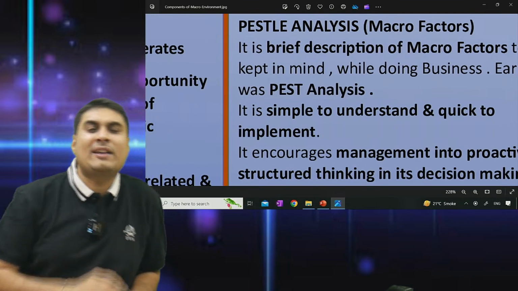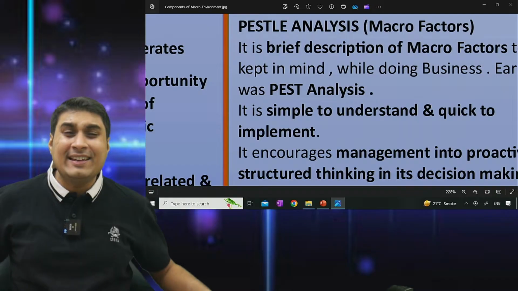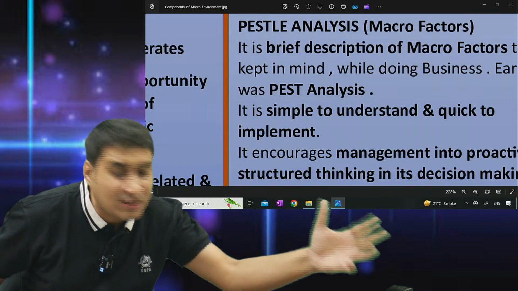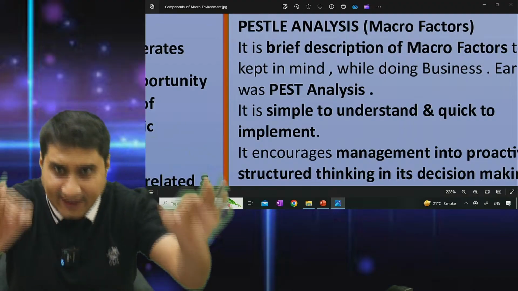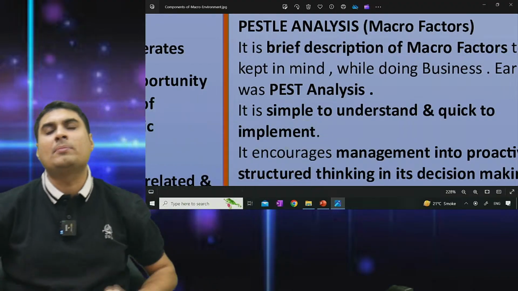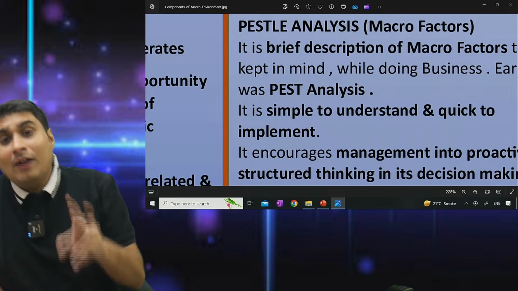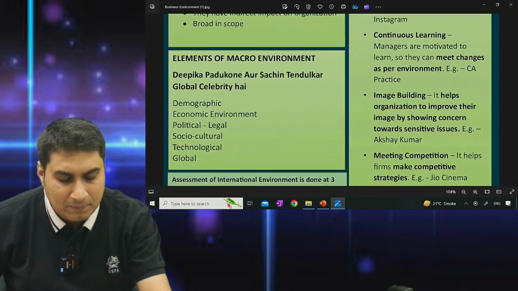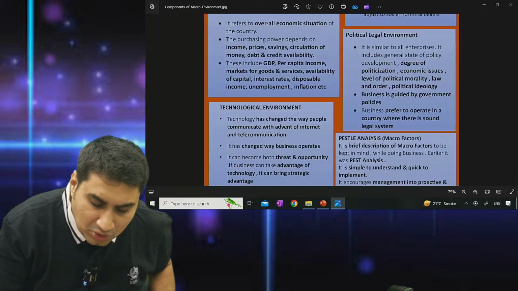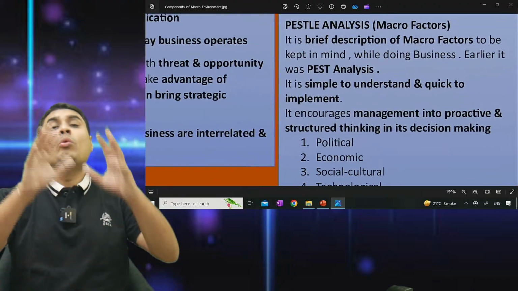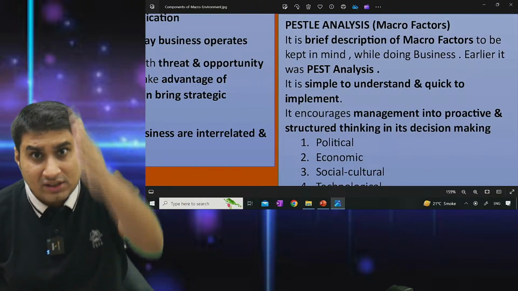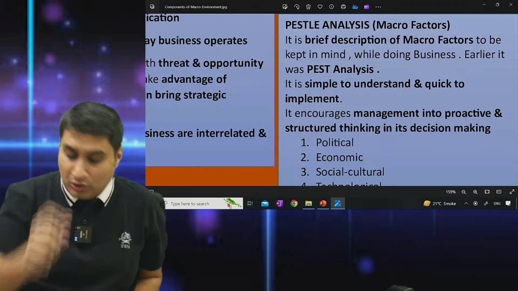Same way, this is PESTLE. What is PESTLE? It is nothing but a brief description of macro factors which need to be kept in mind while doing business. Whenever I do business, I need to consider micro or macro, both. Now in micro, they did not like our technique, Deepika Padukone. Then they made a new technique, PESTLE. Very famous. What is PESTLE? Nothing but a brief description of macro factors which need to be kept in mind while doing a business.